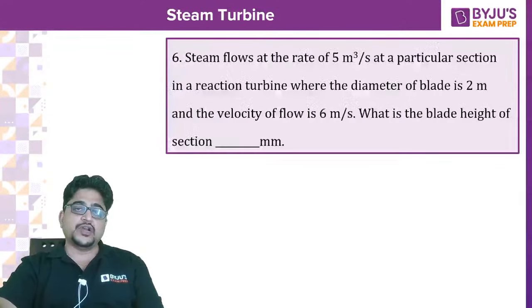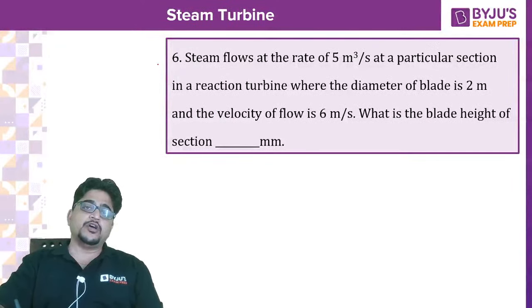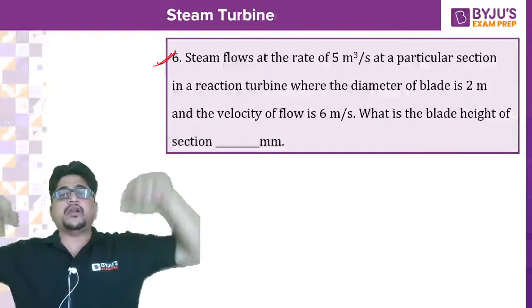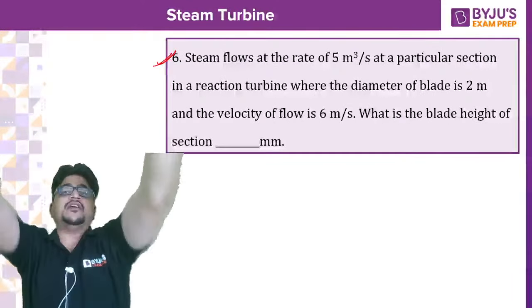Right? So let us do question number 6. All of you solve this question. Steam flows at the rate of 5 meter cube per second at a particular section in a reaction turbine where the diameter of the blade is 2 meter and velocity of flow is 6 meter per second. What is the blade height of the section in mm?